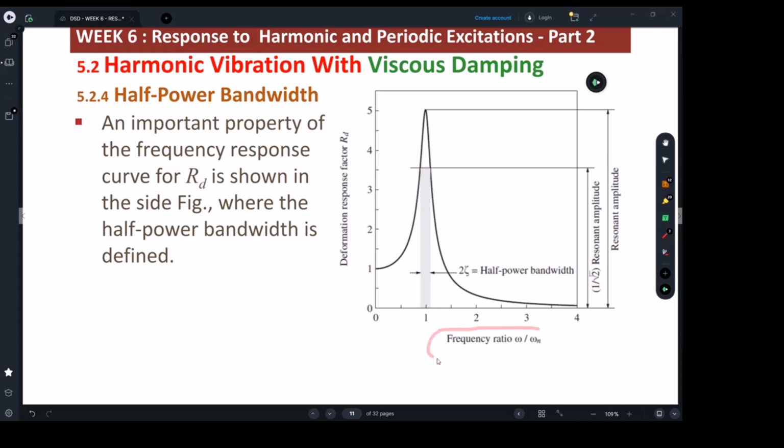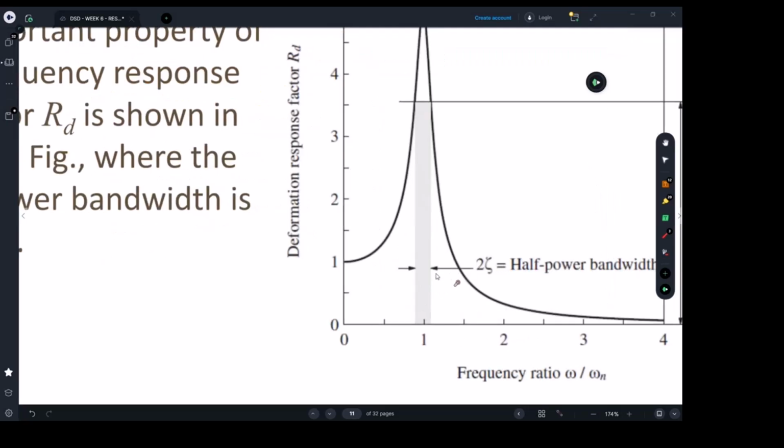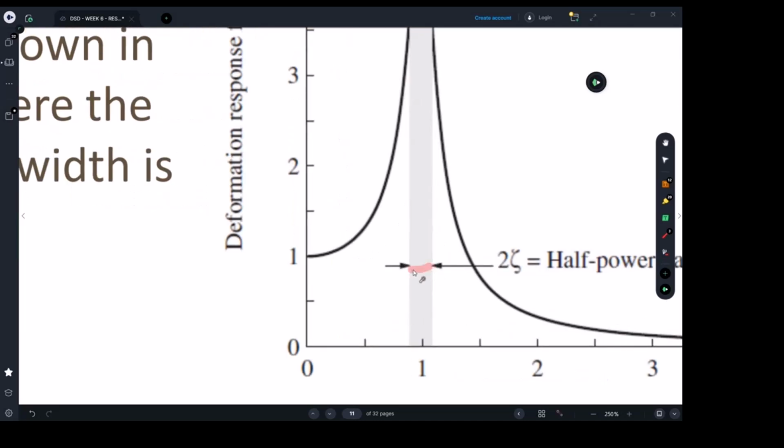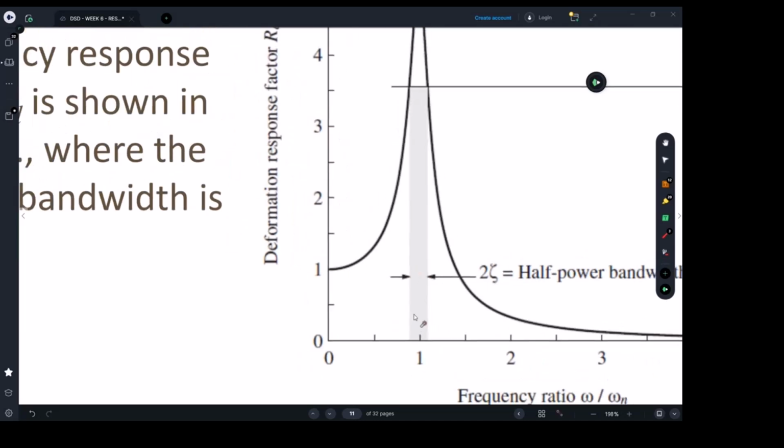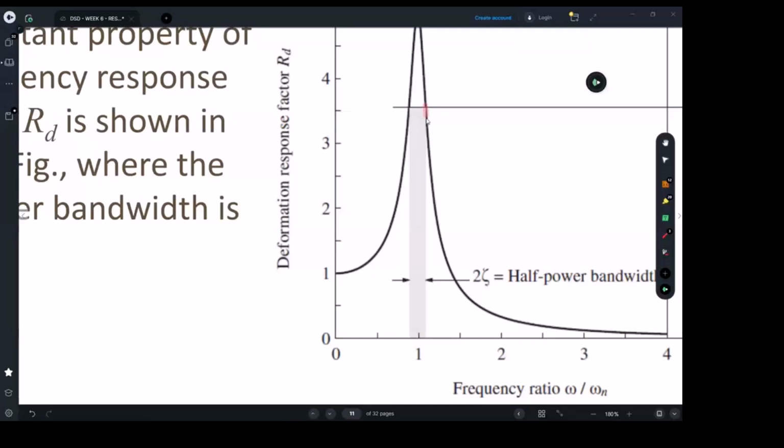So in this case, we have the frequency ratio on the horizontal axis, while we have the deformation response factor on the vertical axis. And what did they find? They found there is a typical well-known relationship between this level and this distance, which is defined by this point and that point.